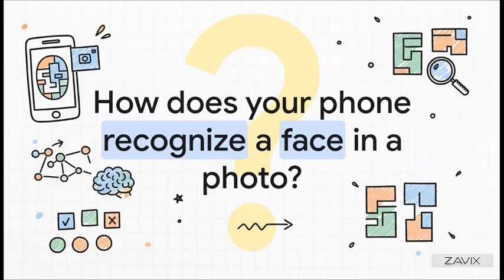So just think about this for a second. How does your phone's camera instantly find and focus on a face in a picture? For us, that's a piece of cake. We see a face, we know it's a face, simple. But for a computer, this is an incredibly difficult problem to solve.